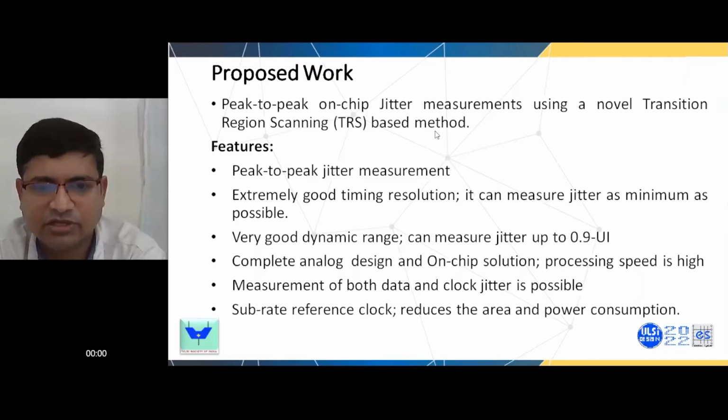The dynamic range is also very good; you can measure up to 0.9 UI, unit interval. It is a complete analog design and an on-chip solution, meaning no off-chip processing, so the speed is high. We measure both the data signal and the clock signal. We use a sub-rate clock as the reference, meaning some fraction of the data or clock rate, so the power consumption and circuit complexity are less.